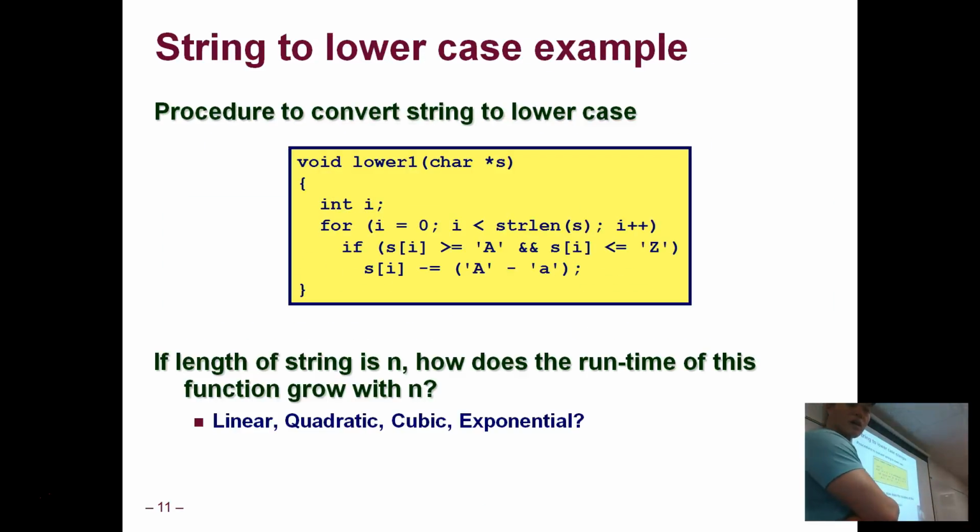All right, let's do an example. Here's a procedure to convert strings to lowercase. I get the string s, and then for I from 0 to the string length of s, if it's in between capital A and capital Z, I subtract the difference between capital A and little a. So this is basically offsetting that character down to the lowercase region. All right? If the string length is n, what does the runtime grow in? I'm asking you to find the big O notation for the runtime of this function, as a function of the number of characters in my string. Will this be linear, quadratic, cubic, or exponential in runtime?